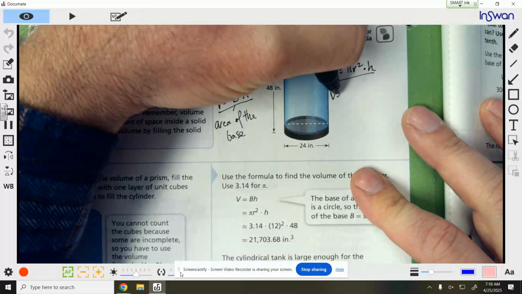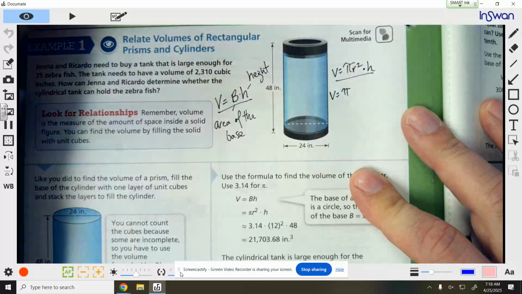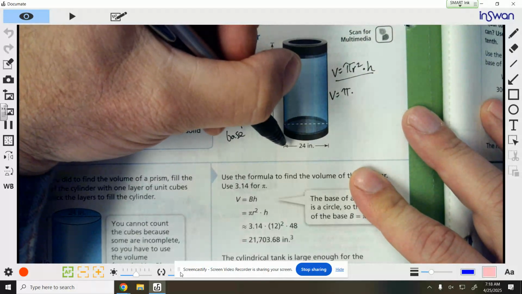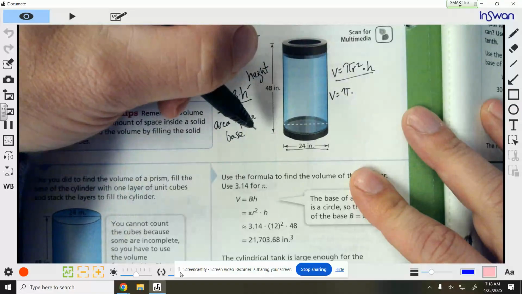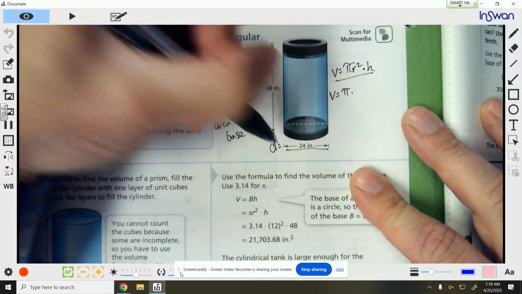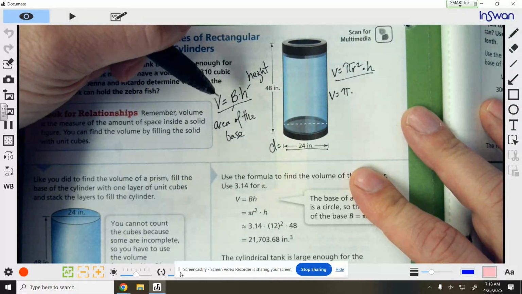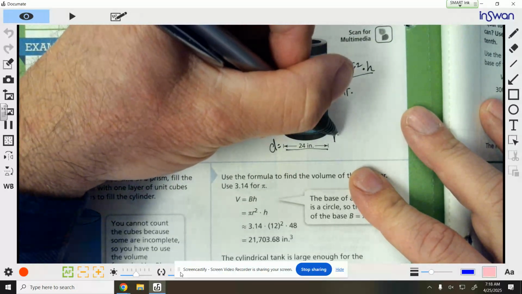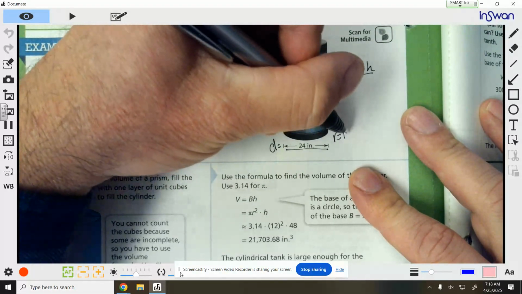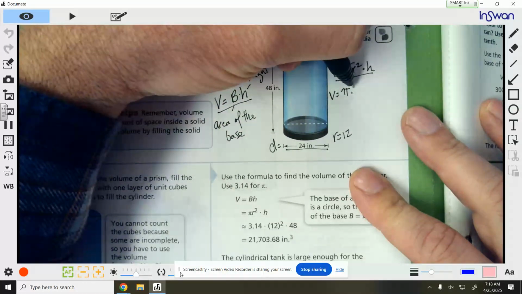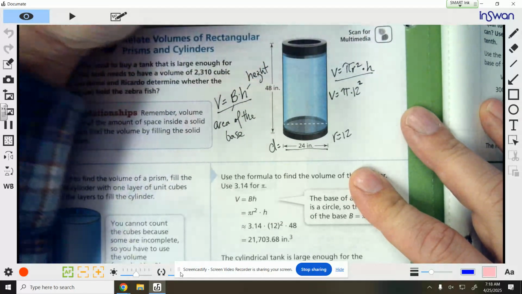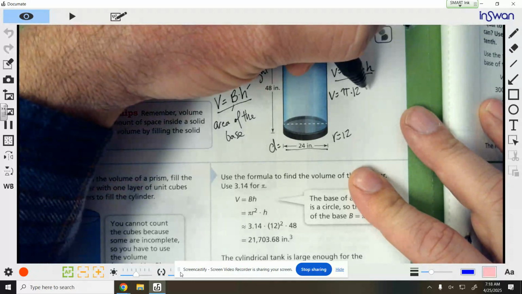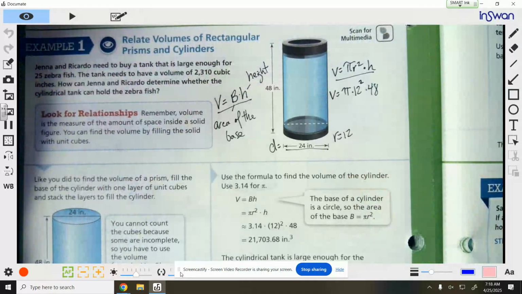So I'm going to say V equals pi times the radius. Now if I look down here, I'm given this whole dimension across. That whole dimension, that's going to be our diameter. And I know to find the radius, I need to take this and cut that in half. So 24 divided by 2 is going to equal 12. So I'm going to say V equals pi times 12 squared times the height, which would be 48.